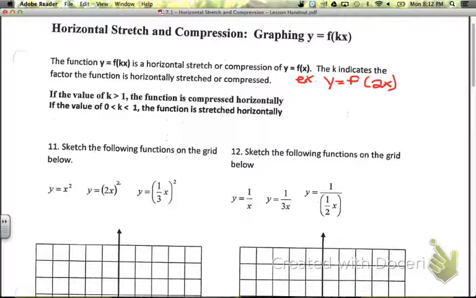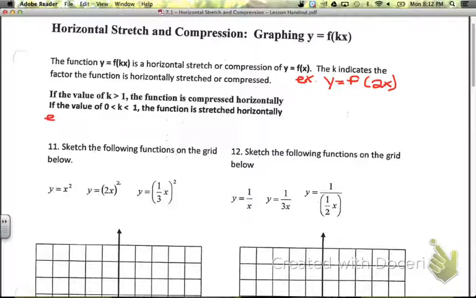So if the value of k is greater than 1, the function is compressed horizontally. Notice that it is now compressed horizontally when the factor is greater than 1, whereas when we were talking about vertical stretches and compressions, it would have been vertically stretched, not compressed. And if the value is between 0 and 1, therefore a fraction, the function is stretched horizontally.